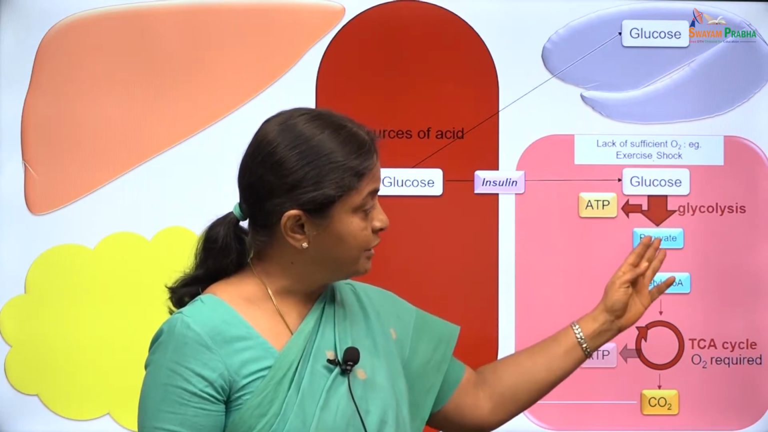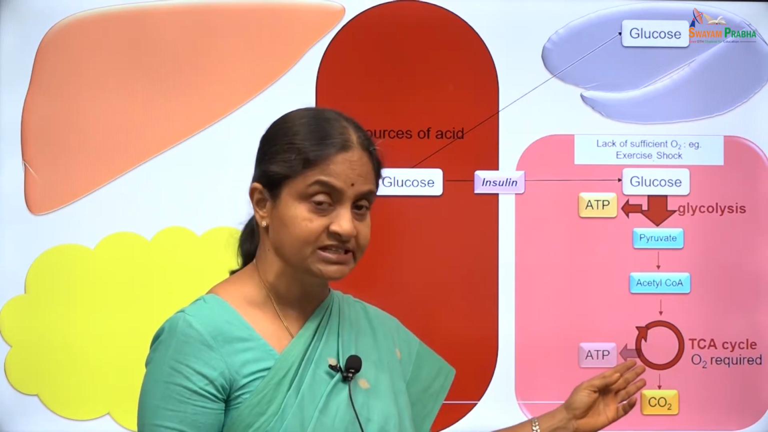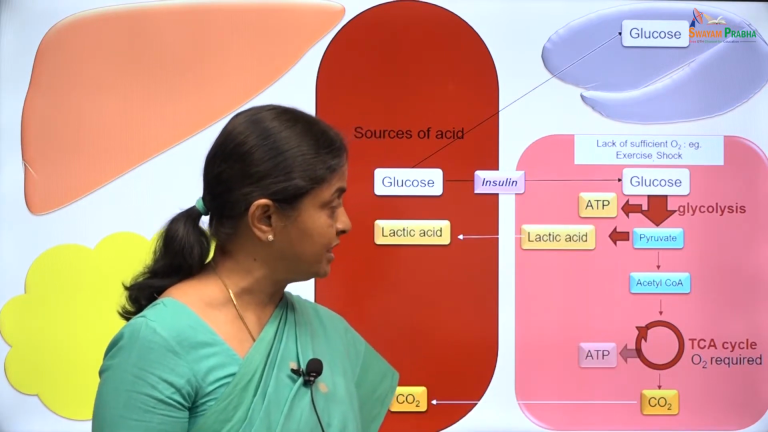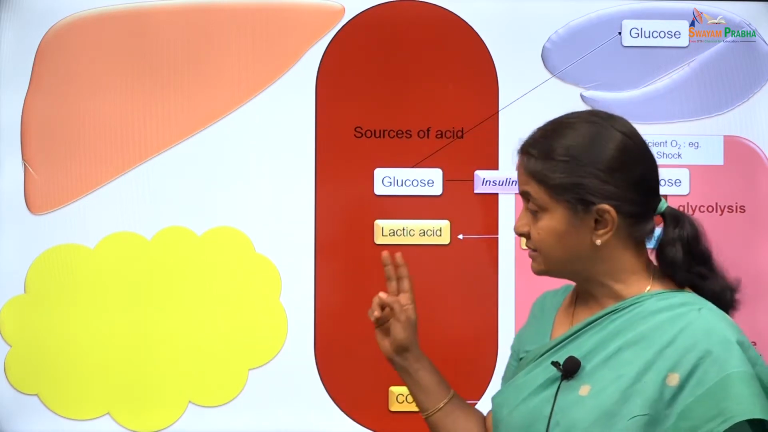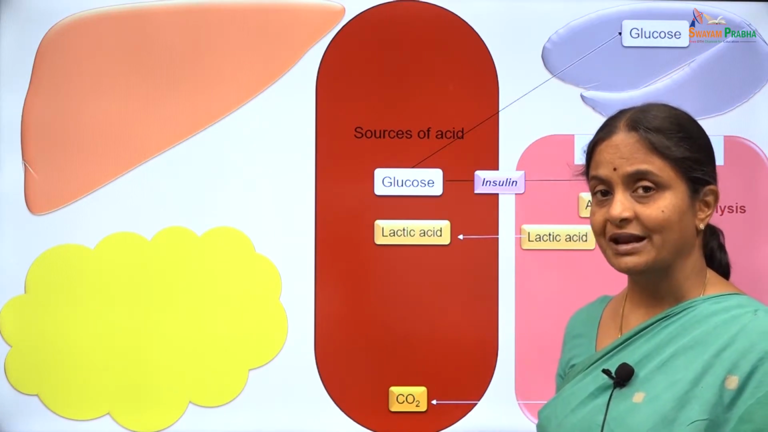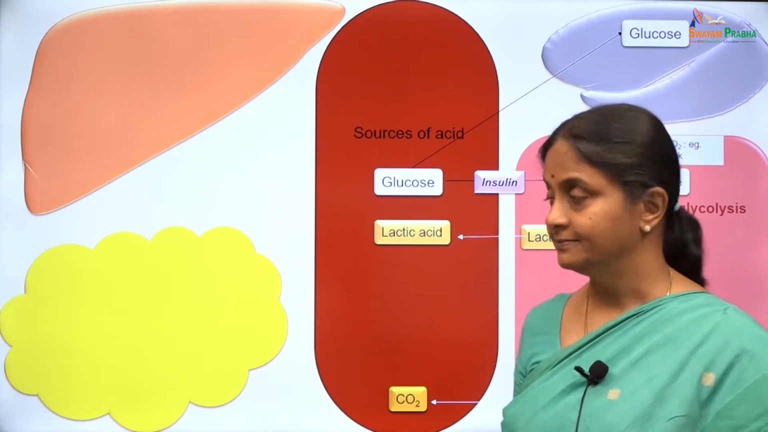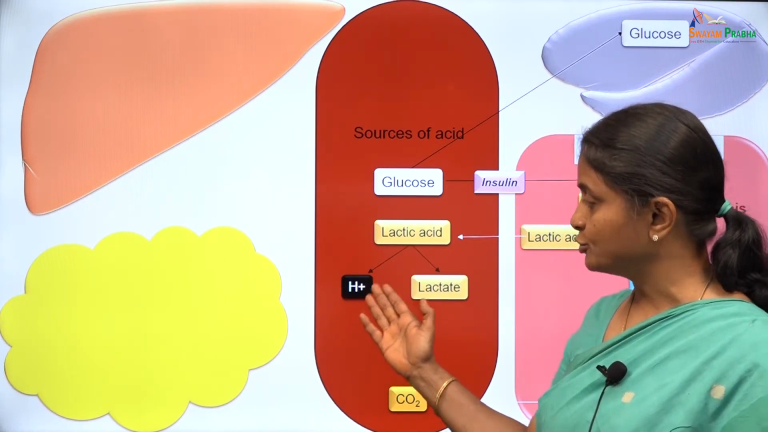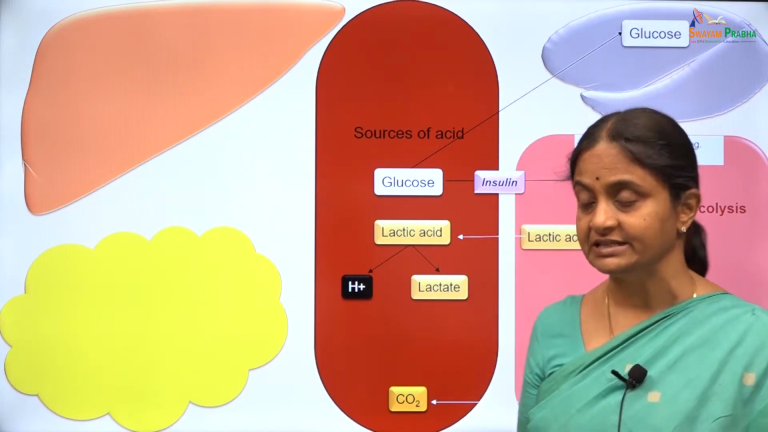Now, all the pyruvate that is formed due to the enhanced glycolysis cannot go into the TCA cycle because of short supply of oxygen, and all that pyruvate will become lactic acid and will move into blood. That is the next important source of acid coming into blood. Lactic acid will also protonate, and that is how the acidity of blood will increase or the pH will decrease.